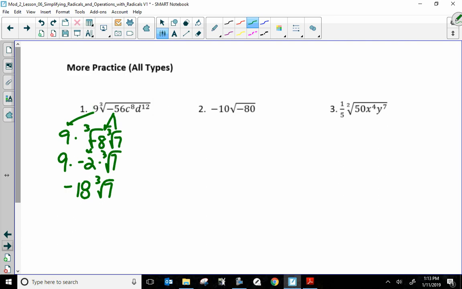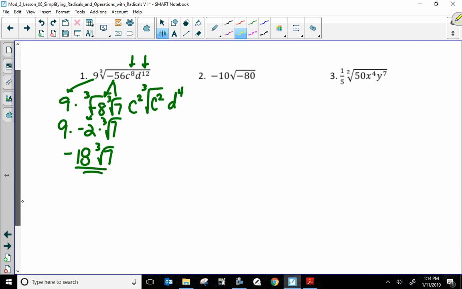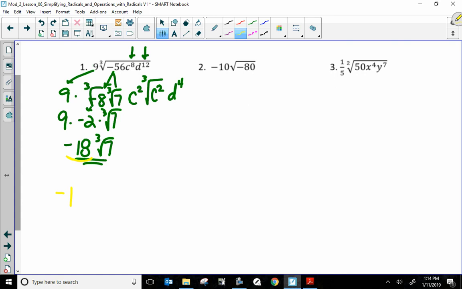This is done. 3 goes into 8 twice. So I take 2 c's out with a remainder of 2. So 2 c's remain in my cubed root. Oh, this is nice. 3 goes into 12 4 times evenly with no remainder. So d to the power of 4 comes out. Let's figure this out. What's out? What's in? -18 is out. C squared is out. D to the 4th is out.